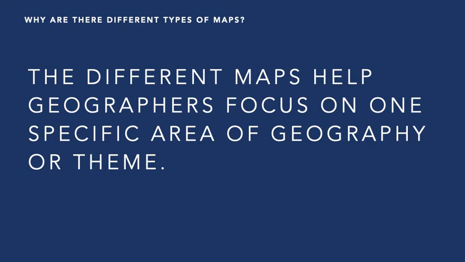Why are there different types of maps? That's a great question. The different maps help geographers focus on one specific area of geography or theme. So the different types of maps focus on one specific area, and we're going to be talking about those different types of maps today.